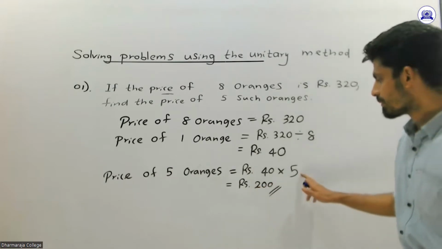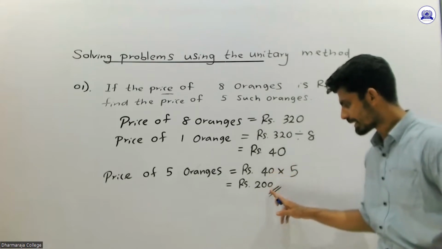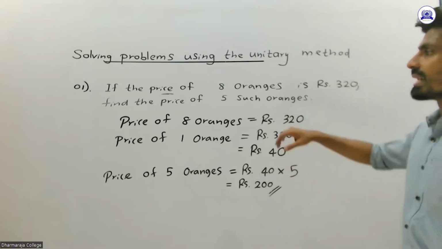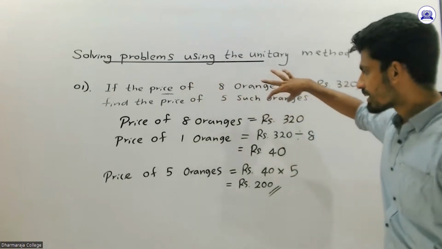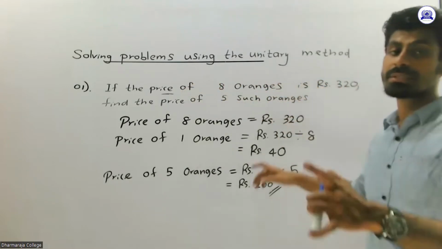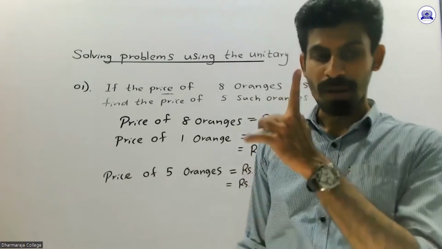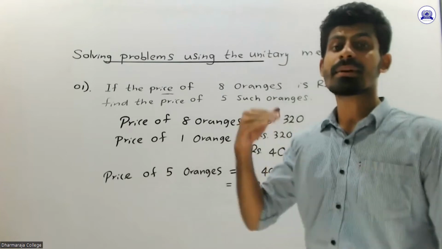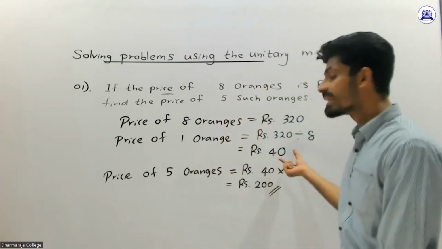200 rupees, right? 5 into 0, 0. 5 into 4, 20. 200 rupees. Look at this one. Price of 8 oranges equals 320. So you need to find out the price of 1 orange. That one equals 320 divided by 8. What is the answer?